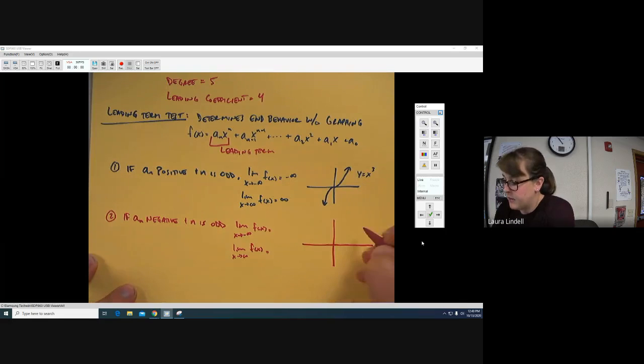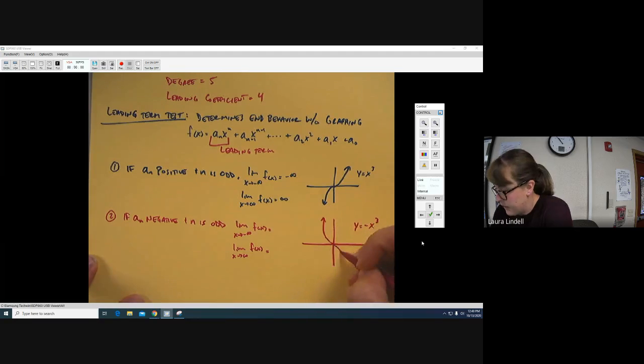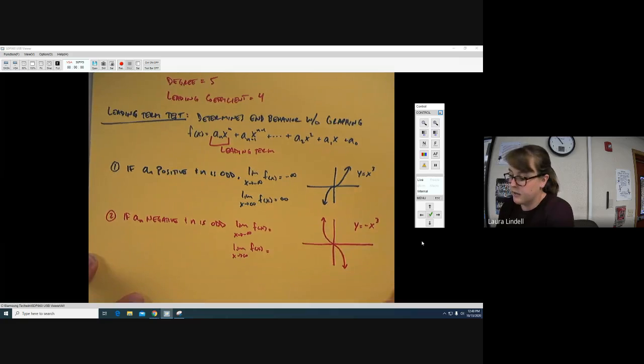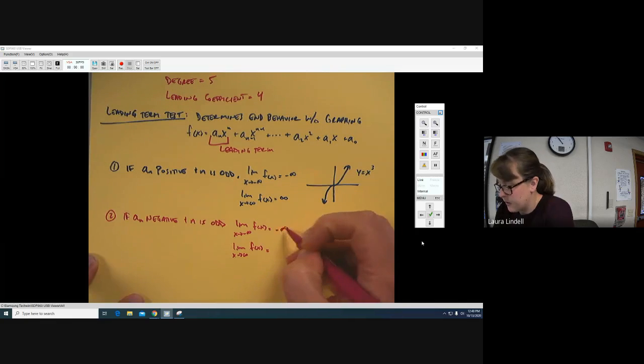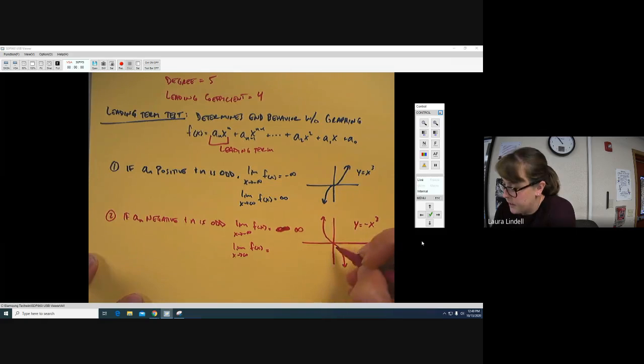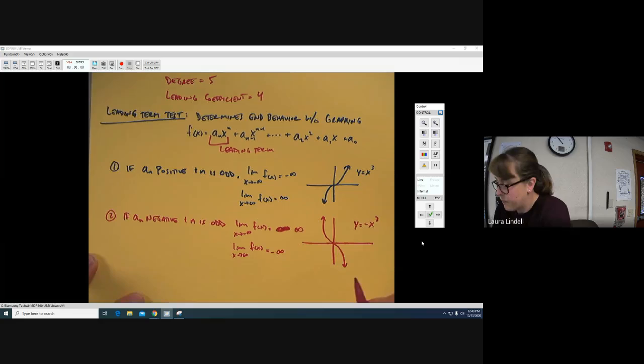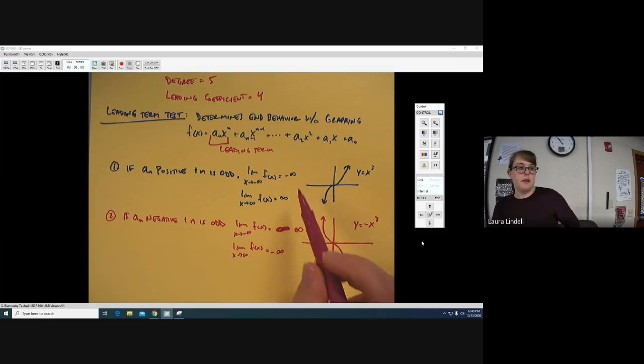So that would be the case if we had y equals negative x cubed, because the leading coefficient is negative and n is still odd. And so that function, y equals negative x cubed, looks like this. We can see as x goes to negative infinity, f of x goes to positive infinity. And as x goes to positive infinity, f of x is going off to negative infinity. So it's kind of the opposite case of the first one.